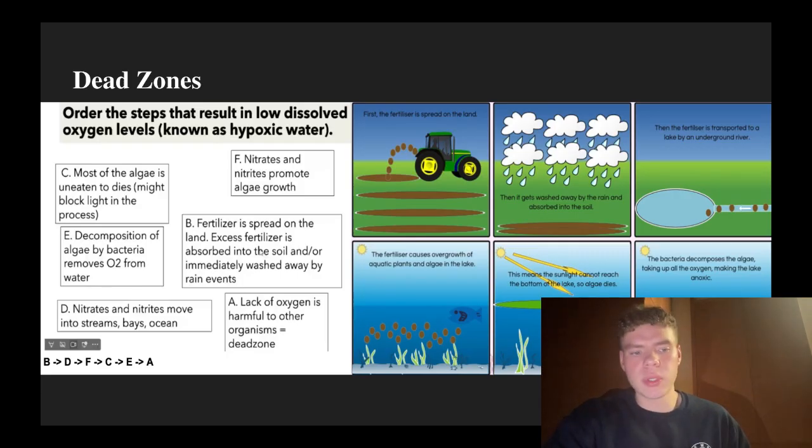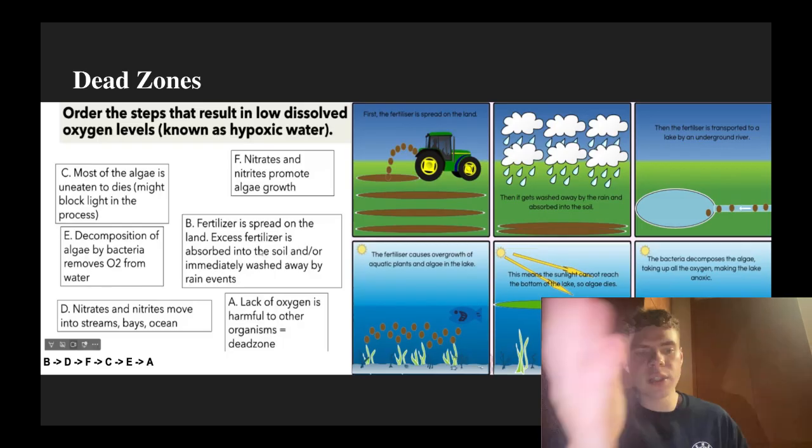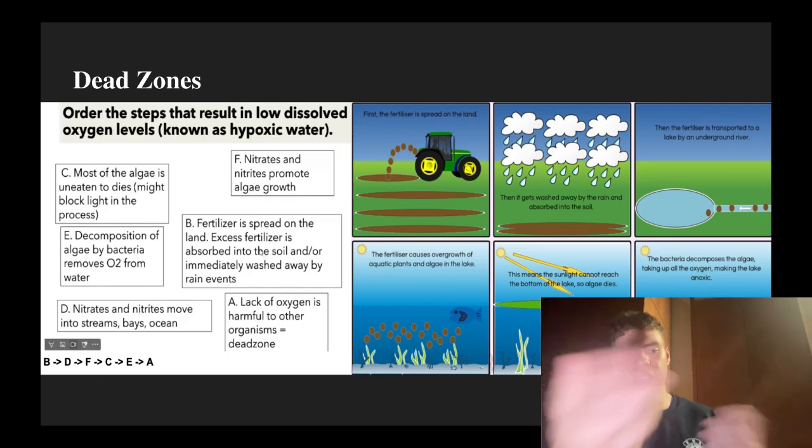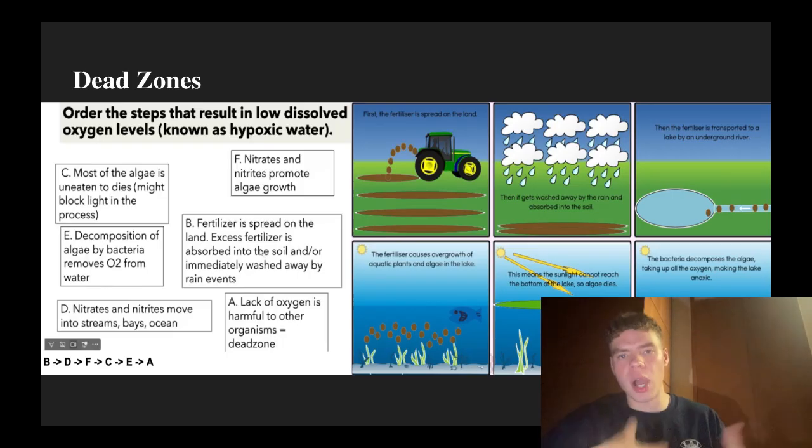move into the streams. So step 1, excess fertilizer. Step 2, it gets absorbed into the streams. Step 3, that excess nitrogen promotes more algae growth in the water. Step 4 is C. Most of that algae goes uneaten or it dies or it blocks sunlight. Step 5, which will be E, is that algae is going to decompose and it's going to absorb all that oxygen in the process. And step A is going to be lack of oxygen is harmful to other organisms.